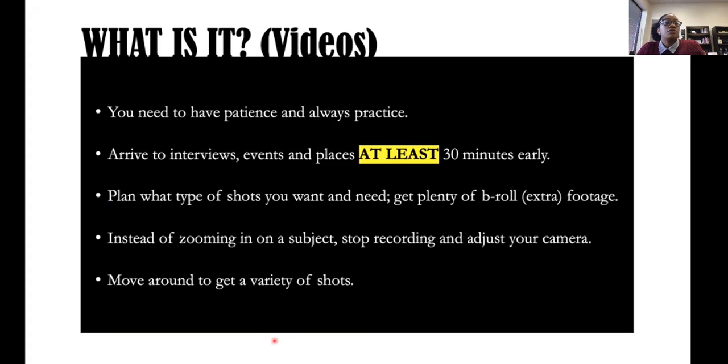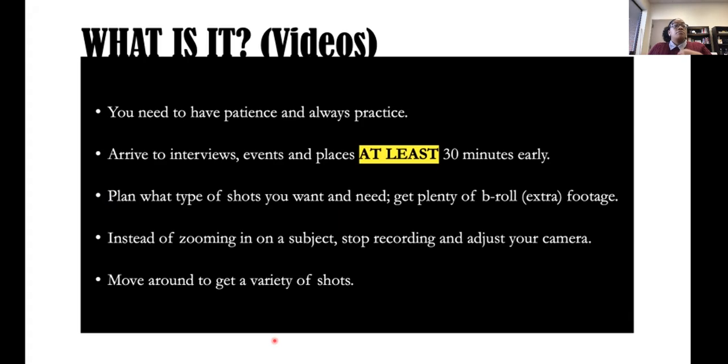But when you do events for photography or videography, make sure you come at least 30 minutes early and scope out the place. Look at what types of shots that you can possibly do. Try to ask people if they want to do interviews after the event. But also you want to get lots of B-roll footage. So it's not just footage of people talking in the camera.